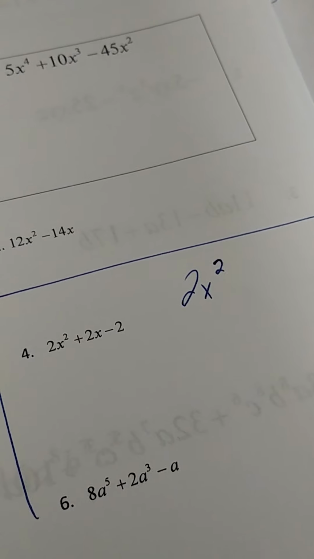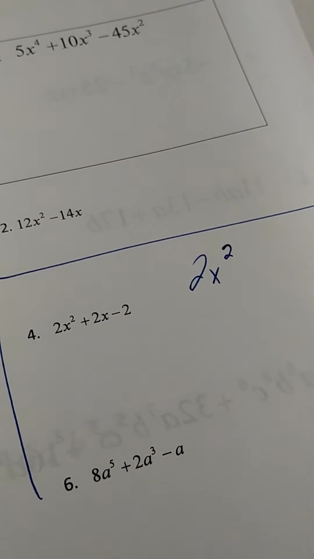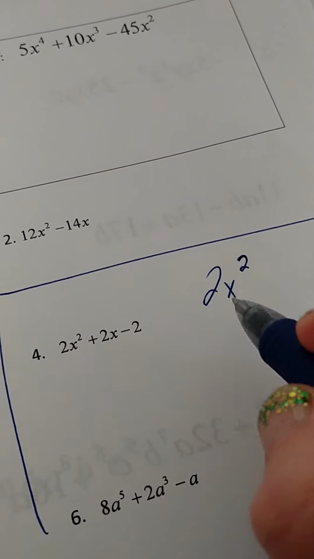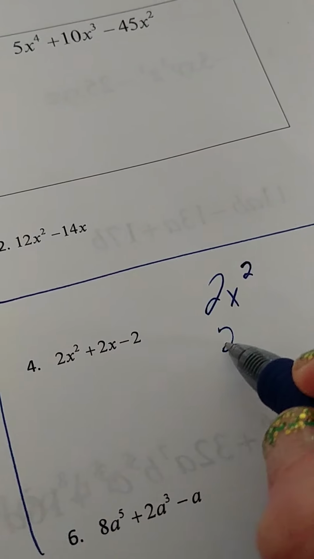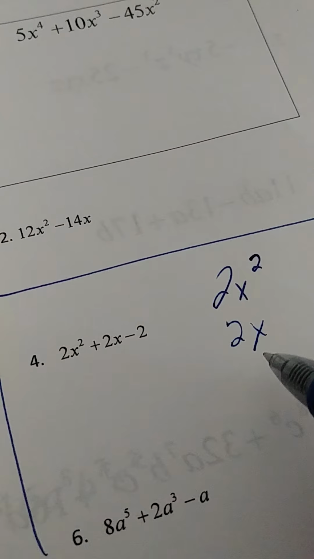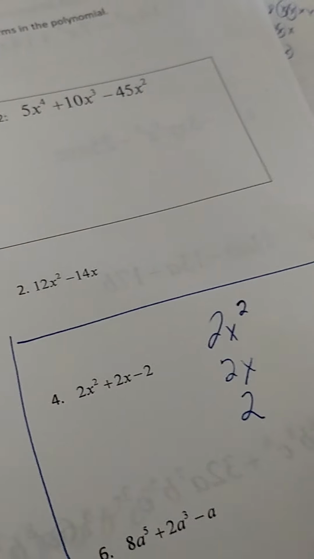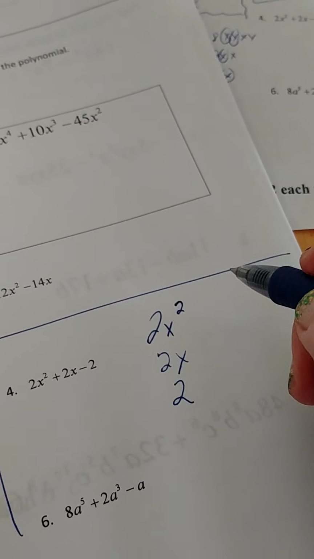Hi guys, I'm going to review how to do number 4 with you. So I wrote down my first factor, which is 2x squared, and then I'm going to write 2x underneath that, and then I'm going to write 2. And I'm going to spend time finding the greatest common factor.